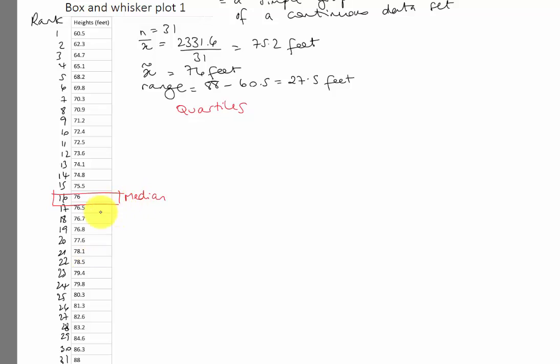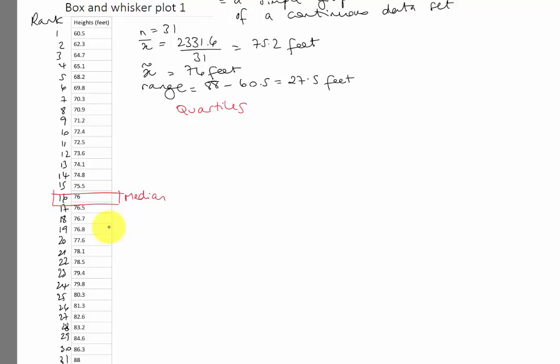And in this case, we need to have the median included in both the second and the third quartile, because we have an odd number of values. But if you had an even number of values, our median would be the average of the middle two values, and then those could each go into a separate quartile.